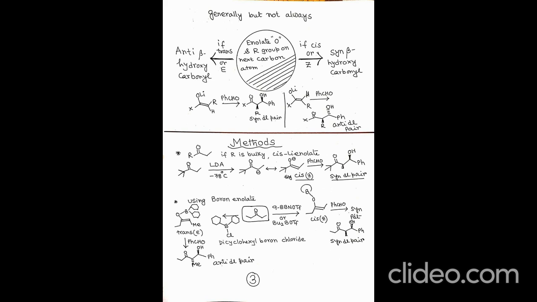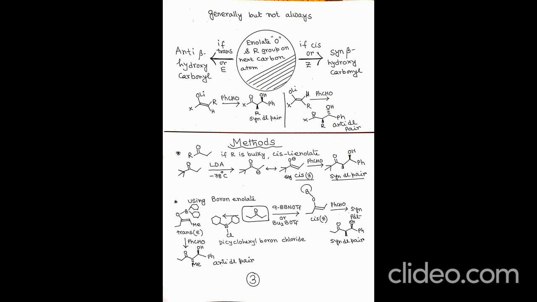Now we go to the next method, where we will be exploiting boron chemistry. One representative example we have taken is 3-pentanone. When it is allowed to react with 9-BBN OTf or dibutyl boron OTf, in that case we will be getting the Z enolate, and at the end of the reaction we will be isolating the syn DL pair as a major product.